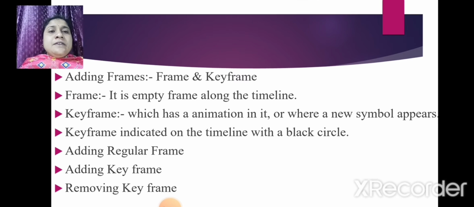We add frames, like frame and keyframe. There are two types: frame and keyframe. A frame is an empty frame along the timeline. An empty frame is called a frame. A keyframe has an animation in it, or is where a new symbol appears. Keyframes are indicated on the timeline with black circles. So on the timeline, the black circle is nothing but the keyframe.